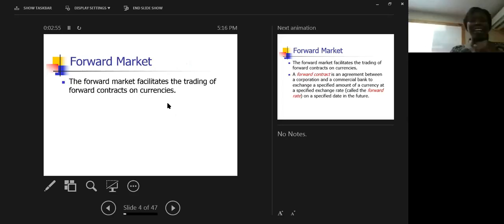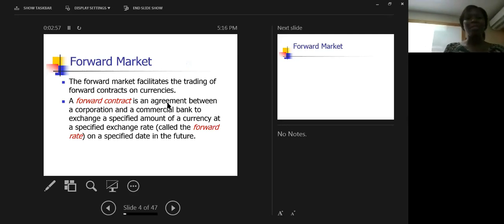So the forward market facilitates the trading of forward contracts in currencies, right? A forward contract is an agreement to exchange some asset in the future at a specified date, at a specified price, as you guys know. So you see a little bit of repeat of what you already know about forwards and futures, just because we do that first, then on to options, right?